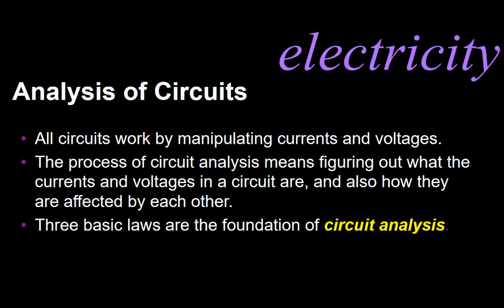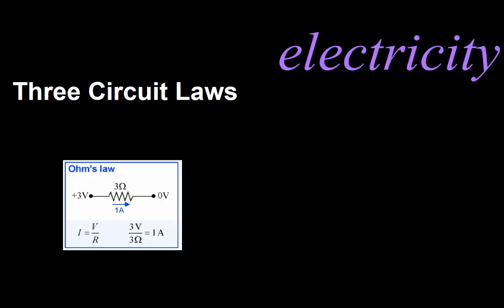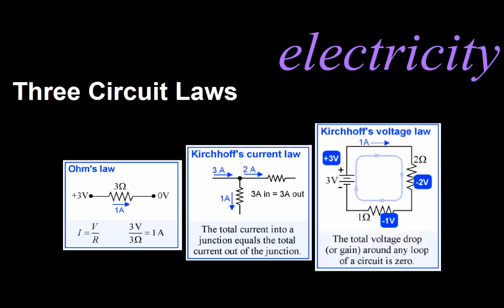The 3 basic laws that are the foundation of circuit analysis are Ohm's law, which we've actually talked a lot about, Kirchhoff's current law, at a branch point, current in has to equal current out, and Kirchhoff's voltage law. The voltage drop around any loop has to be 0. Okay, so that's what you need to go ahead and keep in mind as you go through this. So lastly, Kirchhoff's loop law.